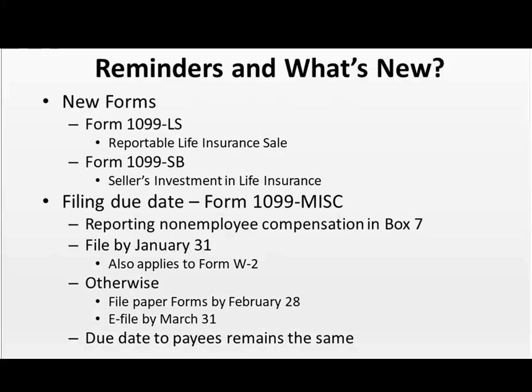Filing due date for the 1099-MISC that reports non-employee compensation in Box 7. That's the only one. The filing due date was accelerated so that it needs to be filed with the IRS by January 31st. This rule also applies to Form W-2. The reason for this was identity theft and fraud on early filed returns, particularly with respect to the earned income credit, and also the American Opportunity Credit and the Child Credit. What the IRS is doing is holding on to refunds on those particular credits until February 15th.